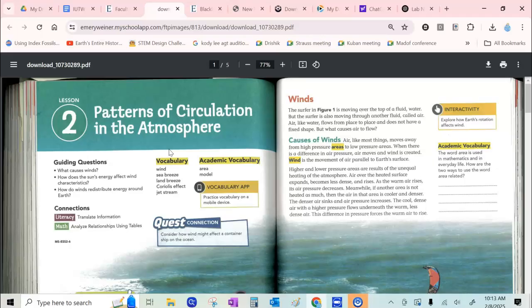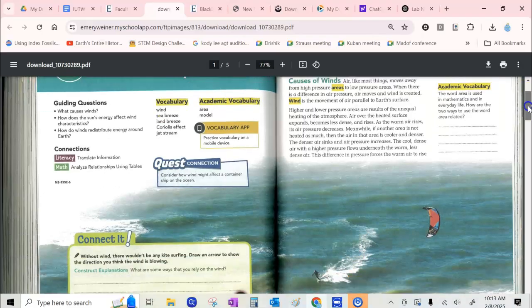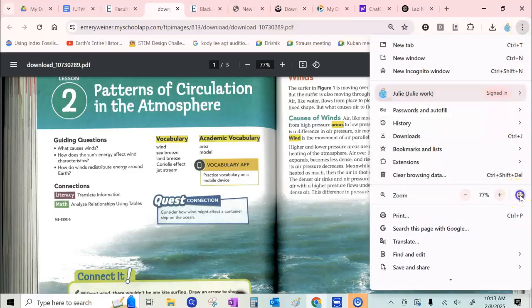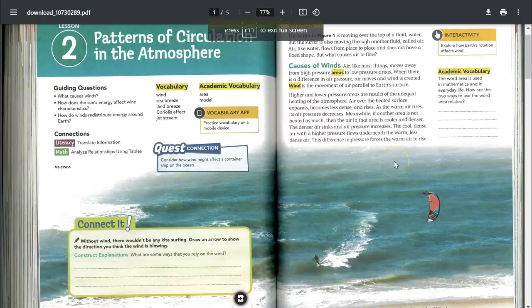Winds. The surfer in Figure 1 is moving over the top of a fluid, water. But the surfer is also moving through another fluid called air. Air, like water, flows from place to place and does not have a fixed shape. But what causes air to flow?